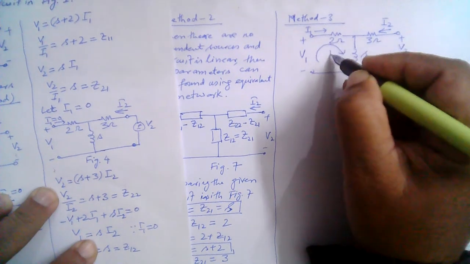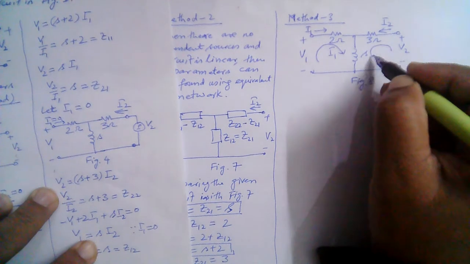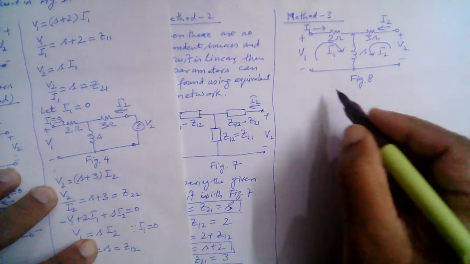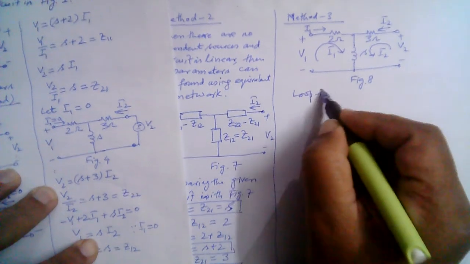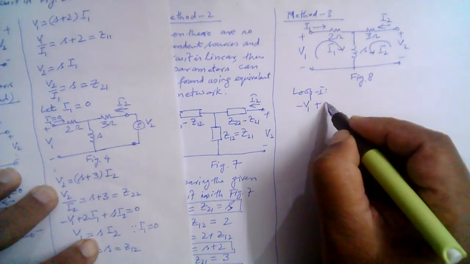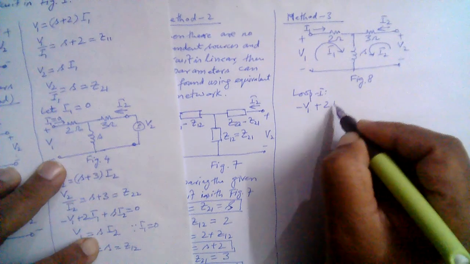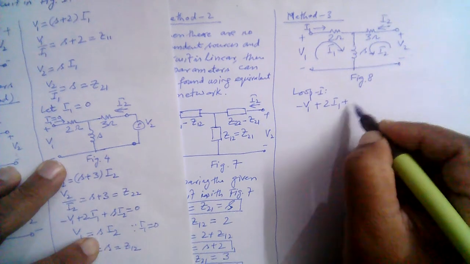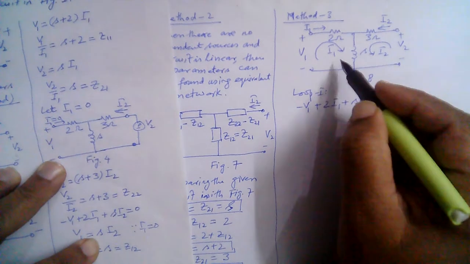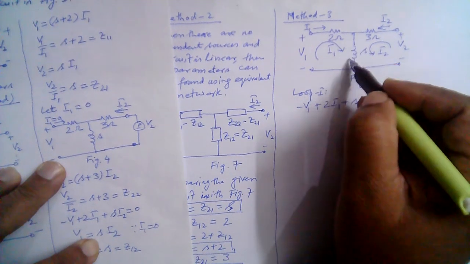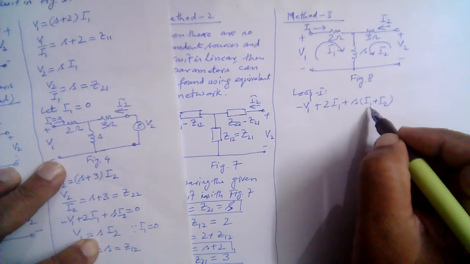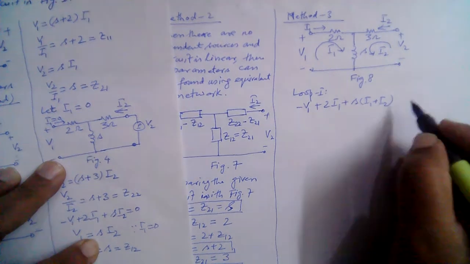In the same direction as this one, and we can assume current I2 flowing here in this direction. So KVL in loop 1. So that is minus V1 plus 2 I1 plus S (I1 plus I2), because directions of both the currents are the same. I1 is flowing in this direction from up to down. I2 is flowing also in the same direction from up to down. So that is why this is S into (I1 plus I2), and that is equal to 0.